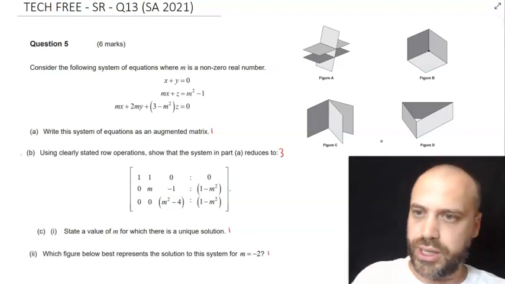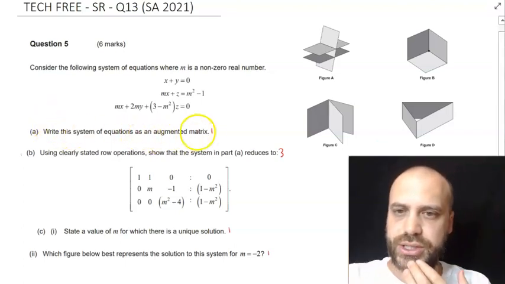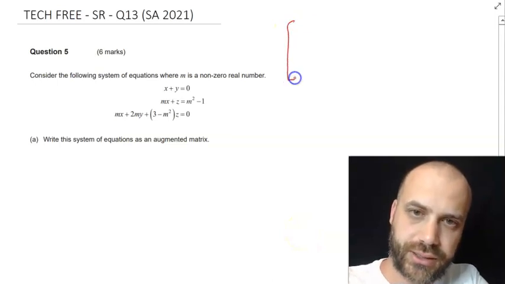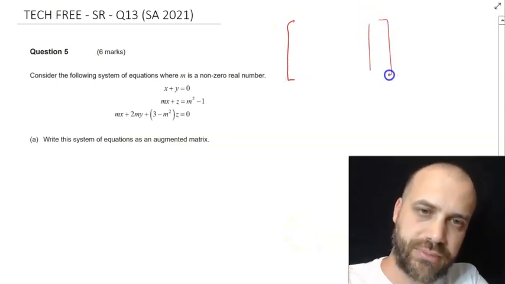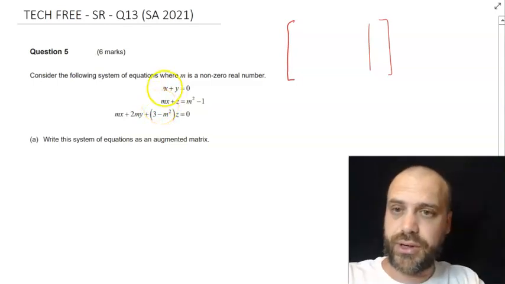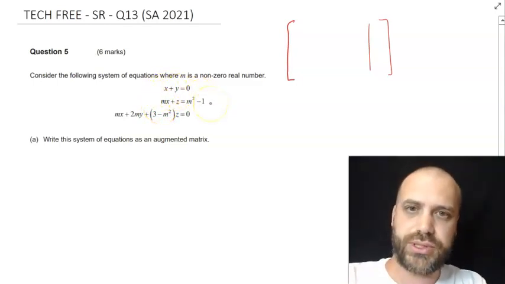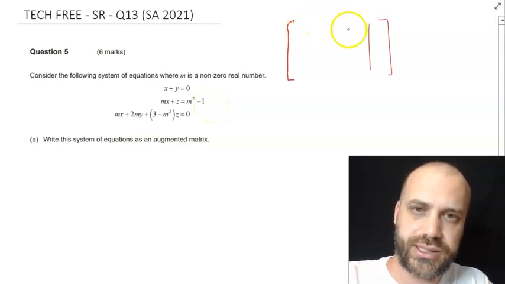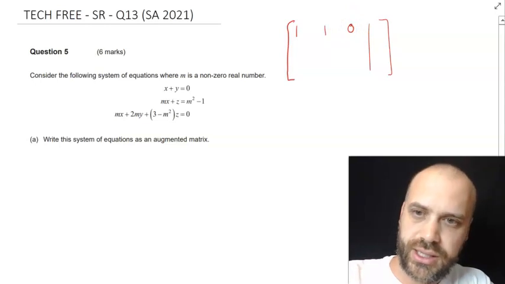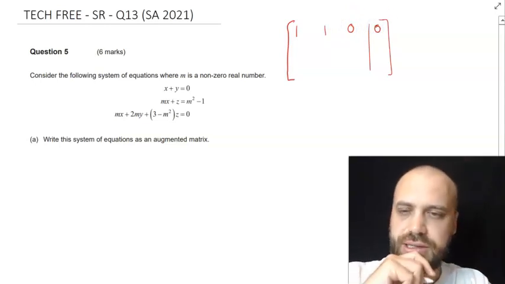Let's go. Write the system of equations as an augmented matrix. Alright, so it's only 1 mark here, but some people might get a little bit stumped because there's all these m's and things going on. Alright, so x plus y equals 0. So we're going x, y, and z here. So 1x, 1y, 0 z's equals 0. So there's our first bit.